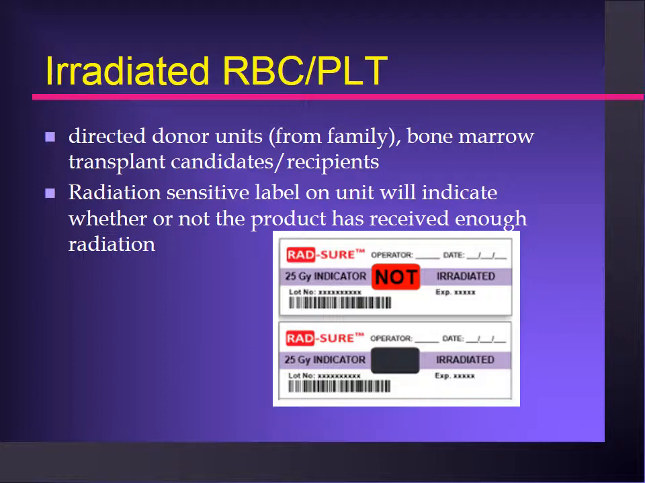If we ever have directed donor units, those would be directed from a family member of the patient. Bone marrow transplant candidates and recipients, those are the ones needing irradiated products. Radiation-sensitive labels on the unit will indicate whether or not the product received enough radiation. By the time you get the blood product, it should be black, like on the bottom.